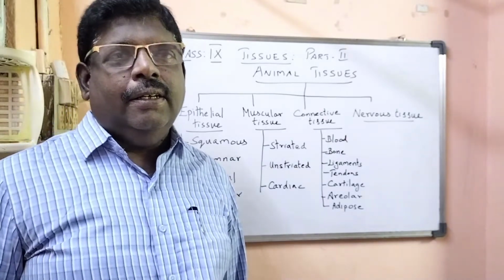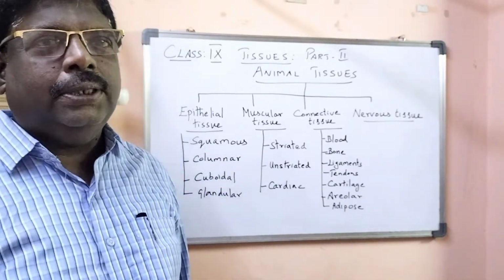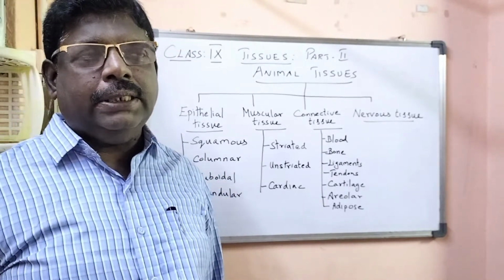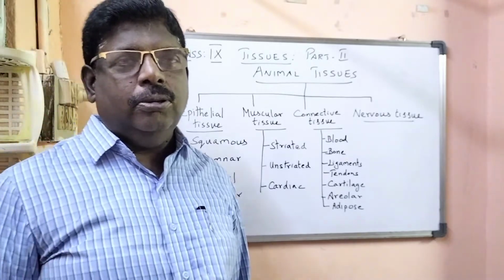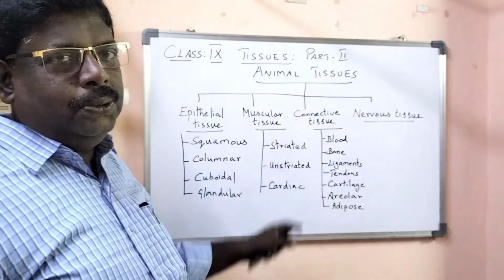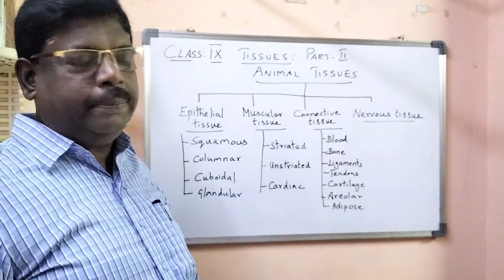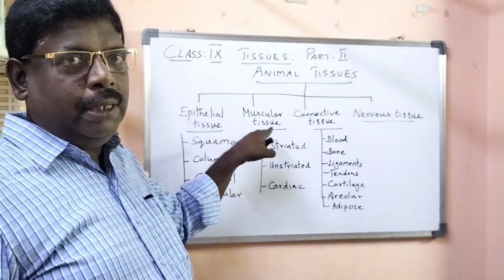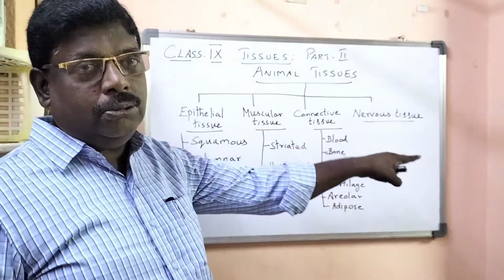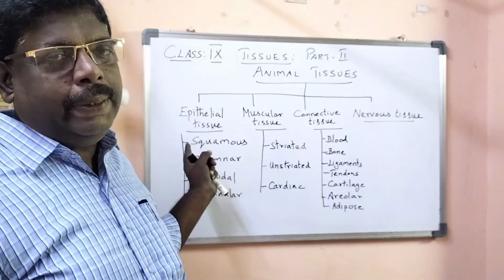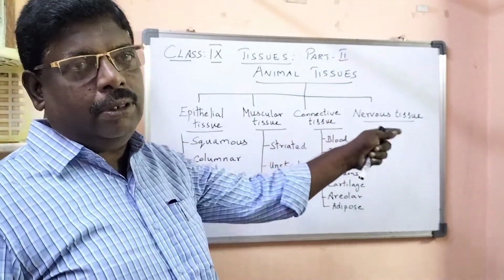Friends, today let us see about animal tissues. This is regarding class 9, chapter 6, tissues, part 2. Animal tissues can be broadly classified into the following types: epithelial tissue, muscular tissue, connective tissue, nervous tissue. 4 types.